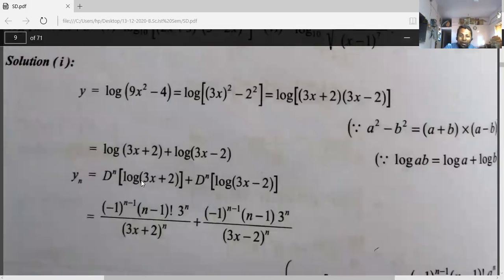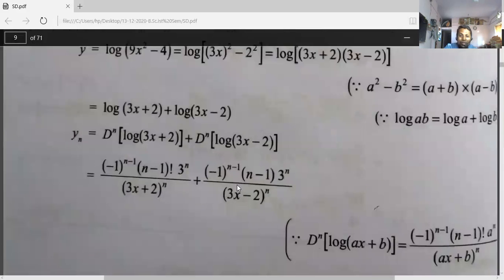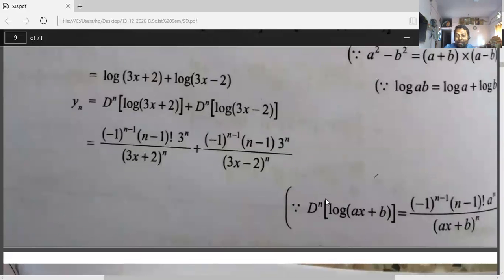Now d to the power n of, you are writing, this is now the nth derivative of log of ax plus b. This we already took in the previous classes, and we refer to that. There you got d to the power n of log of ax plus b equal to minus 1 to the power n minus 1 into n minus 1 factorial, a to the power n, by ax plus b to the power n.